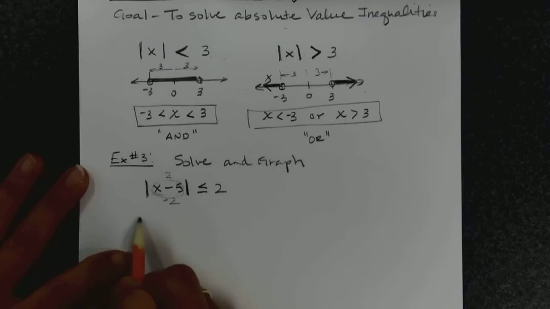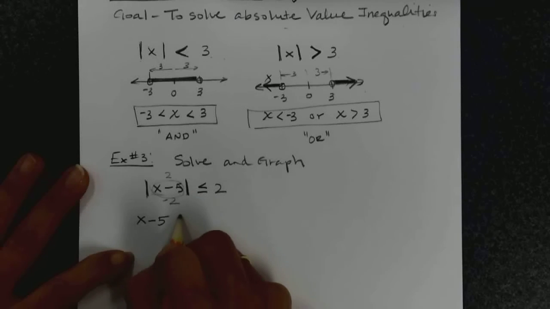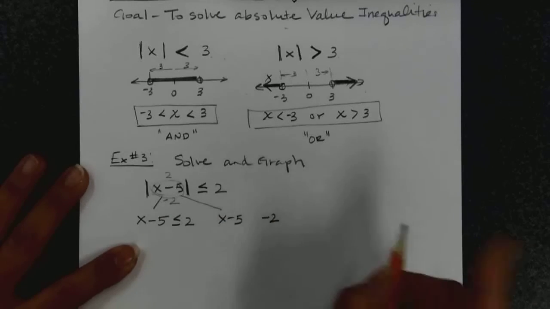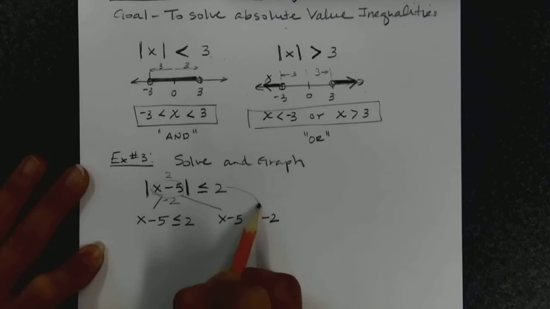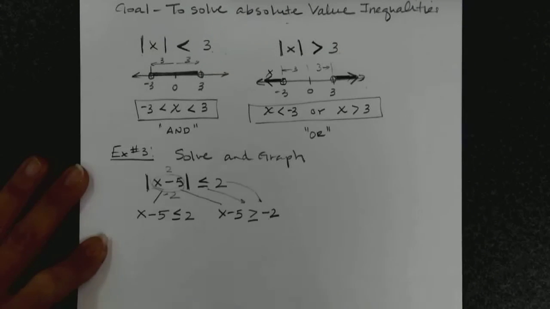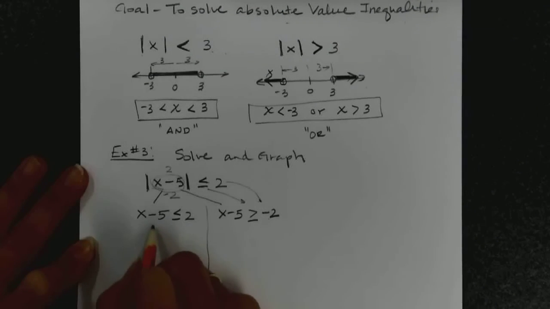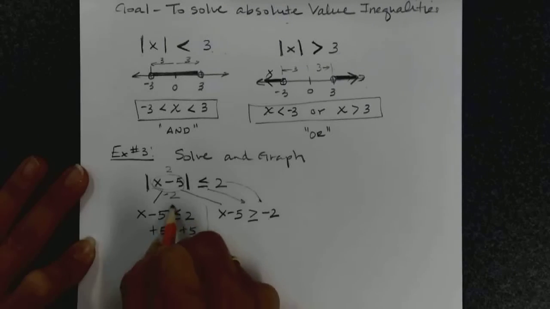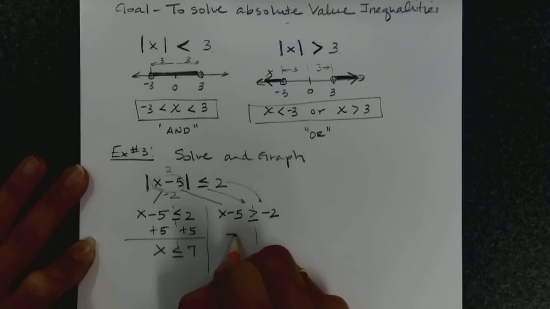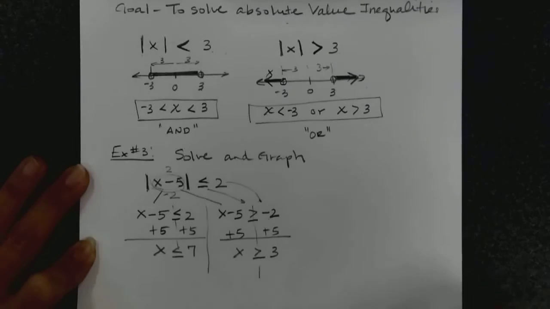So now we're going to take this expression, x minus 5, and I want that to be less than or equal to 2. And this time, I want x minus 5 to be -2. But in inequalities, if we change the sign, we must flip the inequality. So we're going to solve like we did before. We're going to add 5 to both sides, and x has to be less than or equal to 7. And when we add 5 to both sides, x has to be greater than or equal to 3.